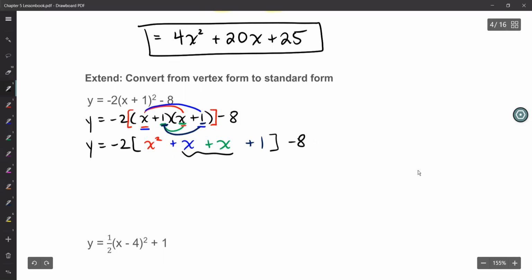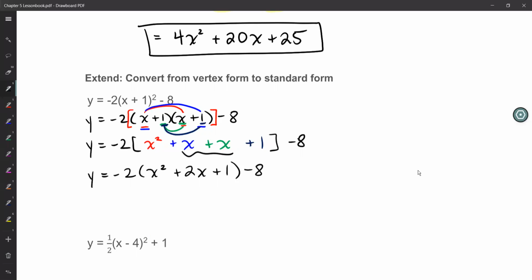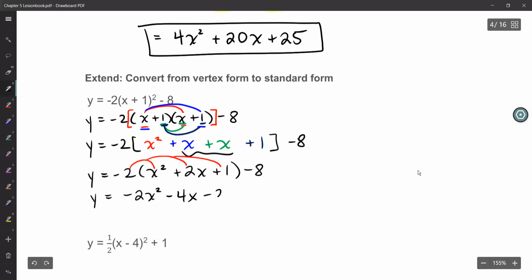Okay, I'm going to simplify inside the bracket quickly here. So I'm going to have x squared, x plus x is 2x, plus 1. And then this -2 actually needs to be multiplied by each term in the bracket. So we're going to have -2x squared, -4x, and -2. And then we still have the subtract 8 on the end.